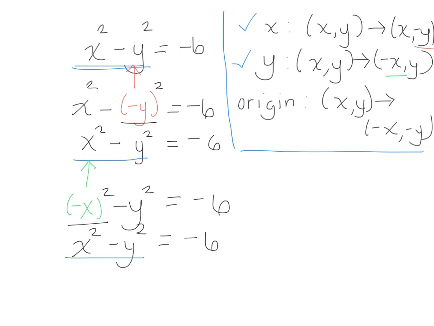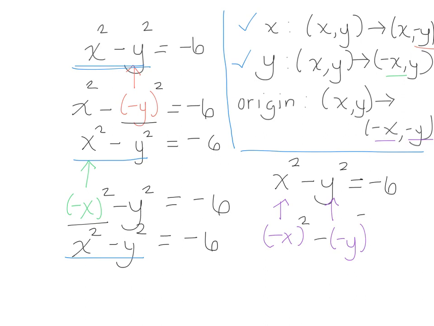Well, finally, let's check to see if it might be symmetric to the origin. If it's symmetric to the origin, then both x can change sign and y can change sign. So I'll take my original equation, which is x squared minus y squared equals negative 6, and I'm going to replace x with the opposite of x and replace y with the opposite of y. Everything else about the equation will remain the same.